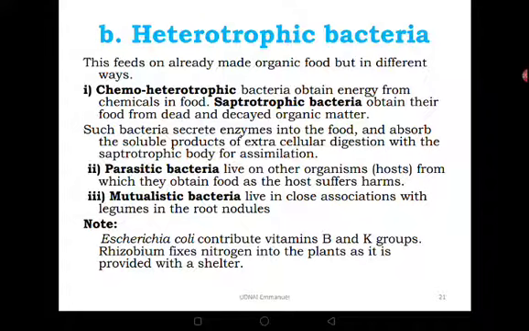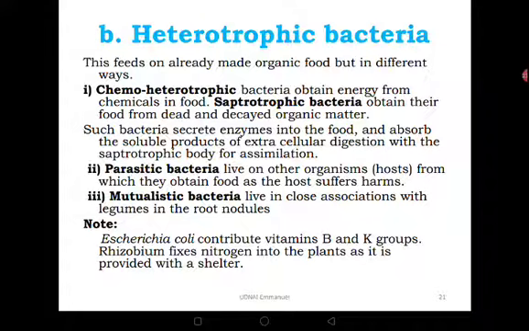For example, we have the chemoheterotrophs. These ones obtain energy from chemicals in food. For example, we have the saprotrophic bacteria, which obtain their food from dead and decaying organic matter. Saprophytism is a process of feeding on dead, decaying matter, and majorly it is bacteria and the fungi that do it. The bacteria that do it are called saprophytic bacteria.